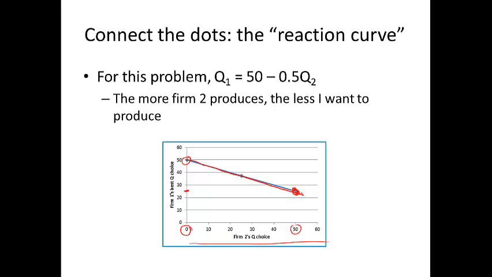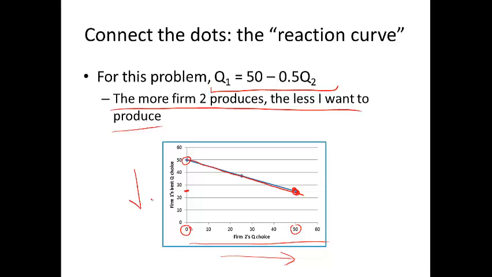and this line is called the reaction curve. For this problem, it is that Q1 equals 50 minus 0.5 times Q2. What this shows is that, first of all, this shows firm 1's best choice for quantity to produce as a function of what firm 2 chooses to produce. Also, going a little deeper, it shows us that the more that firm 2 produces, the less that I, firm 1, want to produce. That's because this is negatively sloped. That is, the bigger this is, the smaller this is.